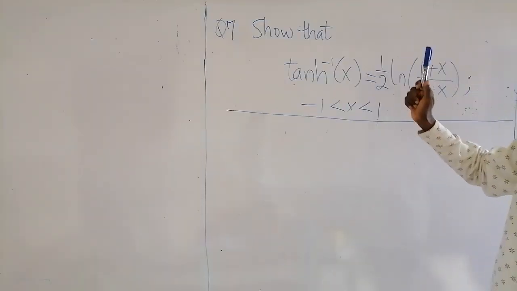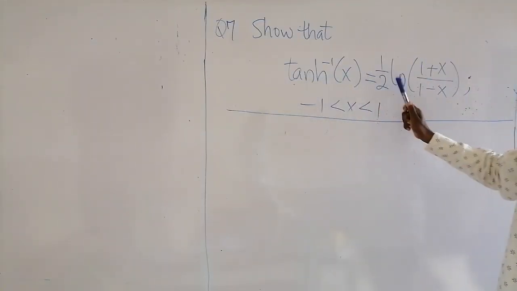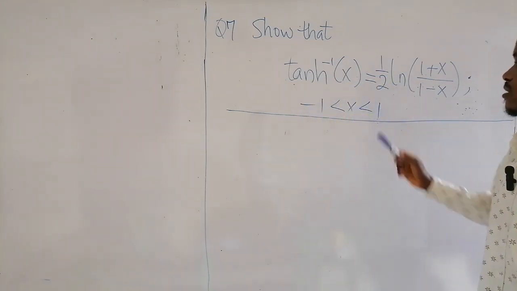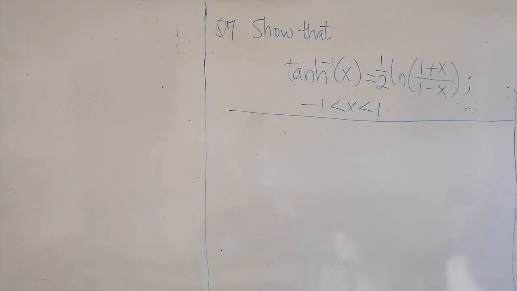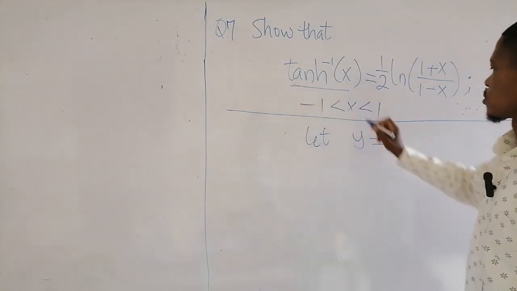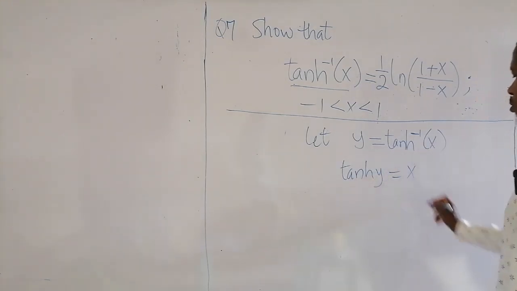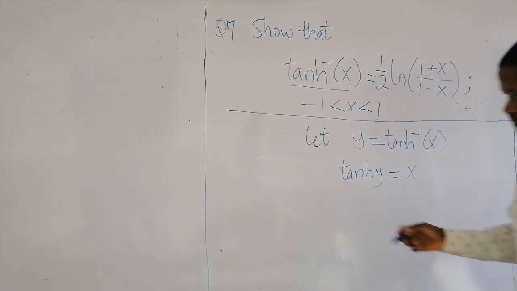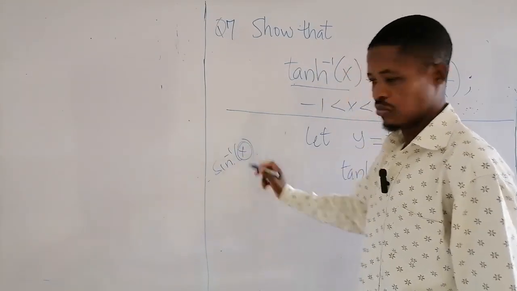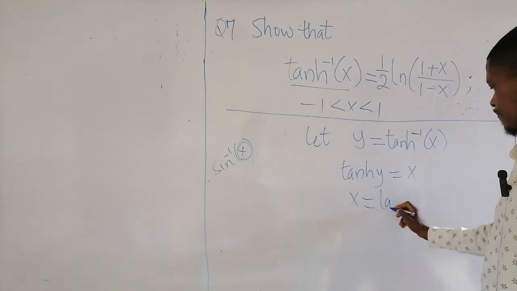Question 7, show that the inverse of this hyperbolic function of tangent is equal to this. And we have the domain minus 1 less than x less than 1. So let's see the solution straight away. Let y be equal to this function. So we have this equal to x. Just like you have inverse of sine, to get this function here, we just take sine of both sides. So we can write this as this.